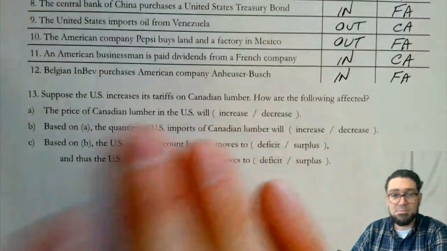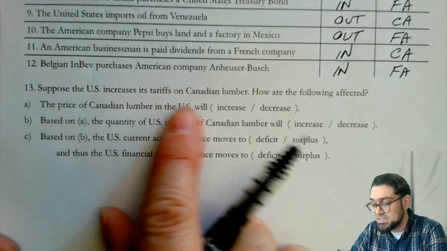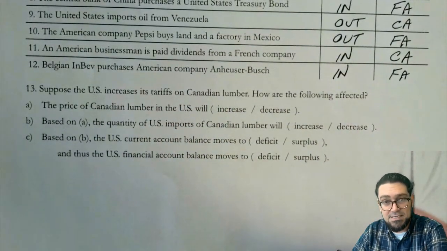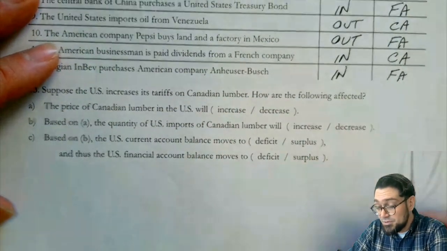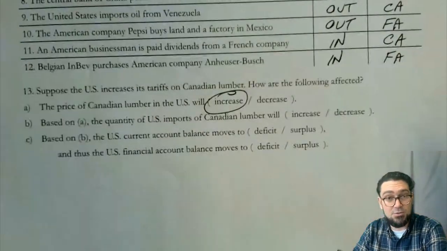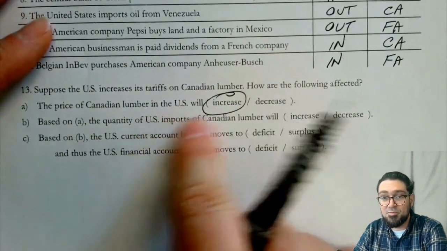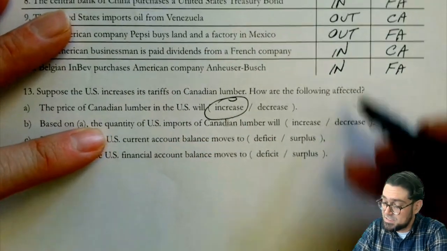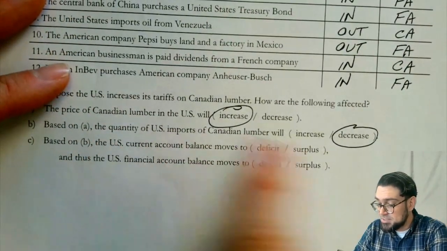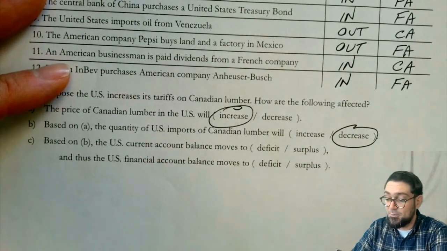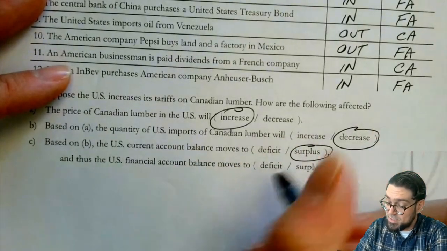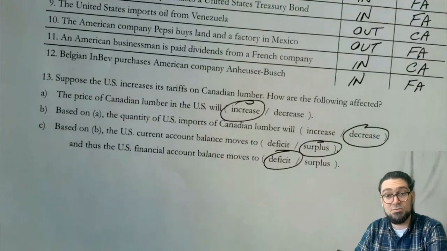For number 13, it's more of a scenario. Suppose the U.S. increases its tariffs on Canadian lumber. How are the following affected? We know that the price of lumber would increase because it's a tax on that particular good. Based on that, if the price is higher, we know that U.S. imports would decrease. And if U.S. imports decrease, then the U.S. current account balance moves to surplus, while the U.S. financial account balance moves to deficit.